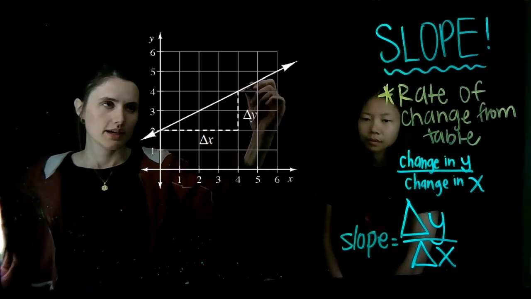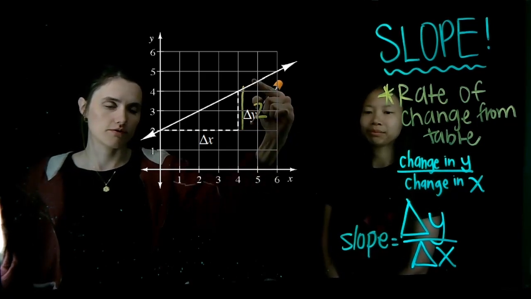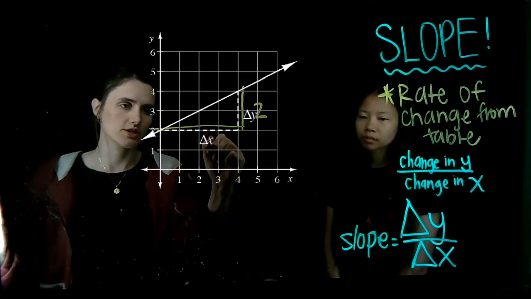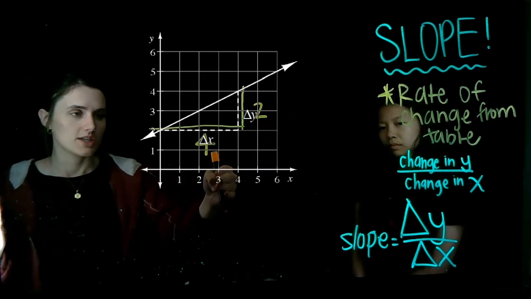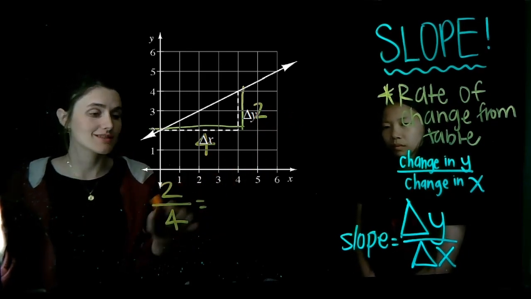So if we look here, to get from here to here, it's a change of 2 because it goes from 2 to 4. And then my change in x starts at 0 and goes to 4. So it's a change of 4. So I can say that my slope, or my change in y over my change in x, is going to be 2 over 4. And we can simplify this to 1/2.